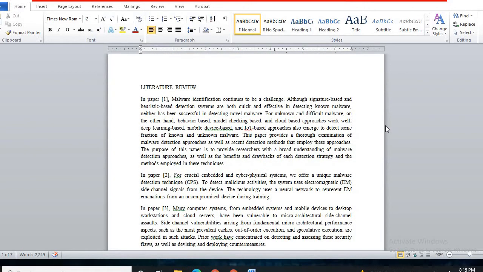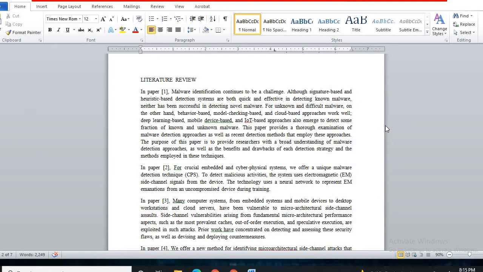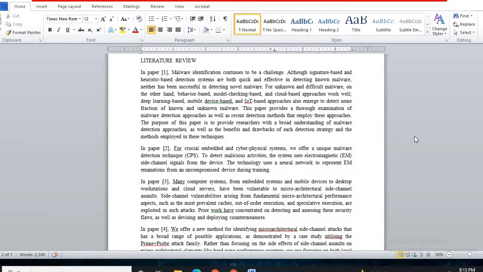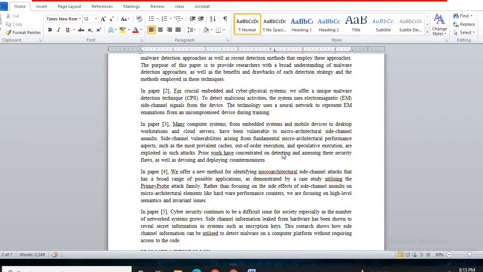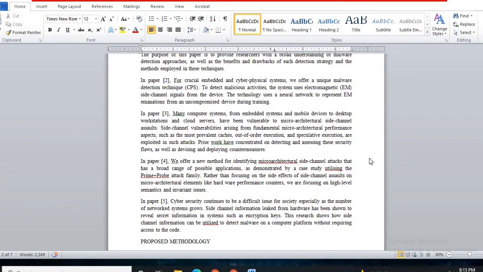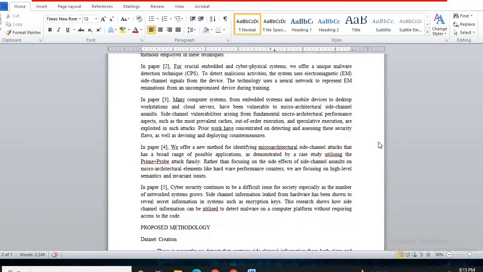In the literature survey, the first paper talks about a comprehensive review on malware detection approaches. It's a very good paper. It talks about all the methods and all the attacks that could be done using side channel information. In literature 2, it talks about malware detection in an embedded system using side channel signals, and they have used a neural network for classifying. Paper 3 talks about 3D facial landmark localization, which again uses side channel information.